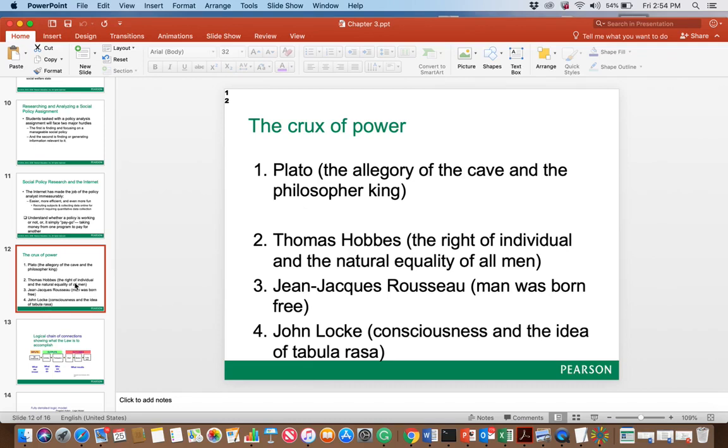When you look at the work of Thomas Hobbes, he came up with the idea of the right of the individual and the natural equality of all men. Politics and policy is about debating. So the idea of the individual, the rights of the individual, we cannot value any policy if we don't believe that all individuals are created equal and they have natural inalienable rights as men. Those ideas were from Thomas Hobbes.